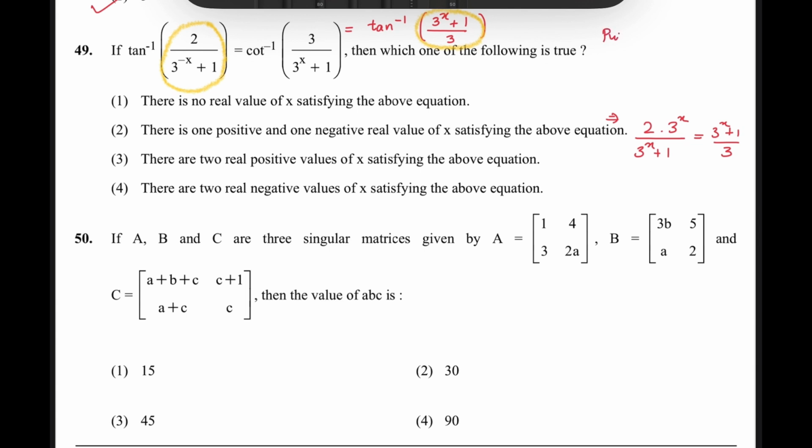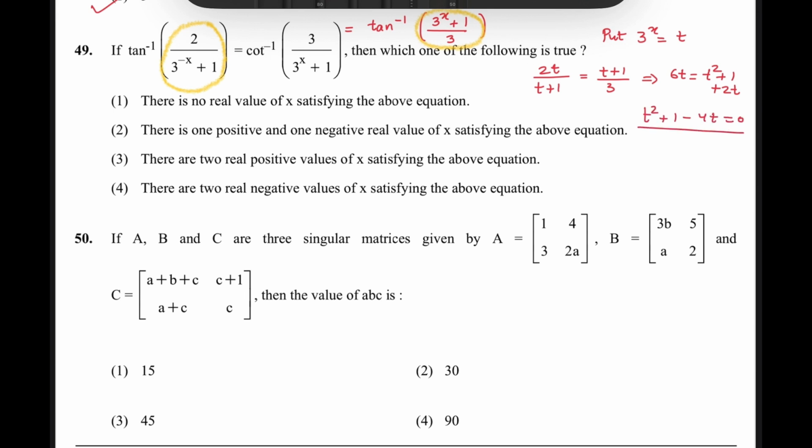So if I put 3 to the power x as t, I'll have an equation which is 2t upon t plus 1 equals t plus 1 upon 3. Okay. So which means 3 into 2t equals t plus 1 whole square, which is t square plus 1 plus 2t. So this quadratic equation is t square plus 1 minus 4t equals 0.